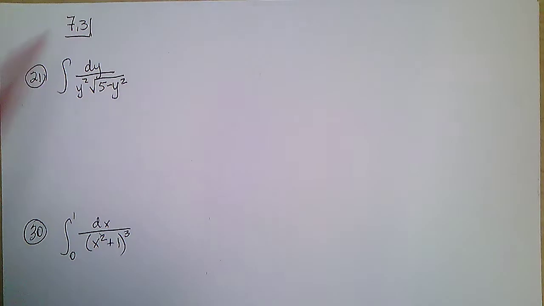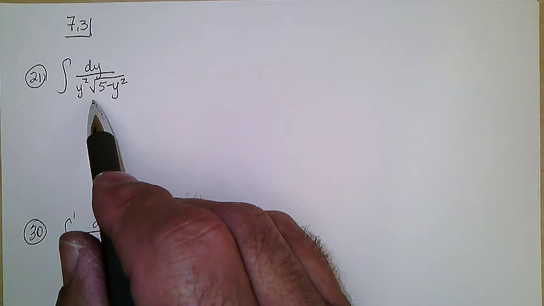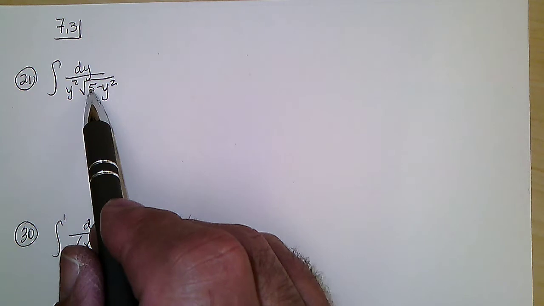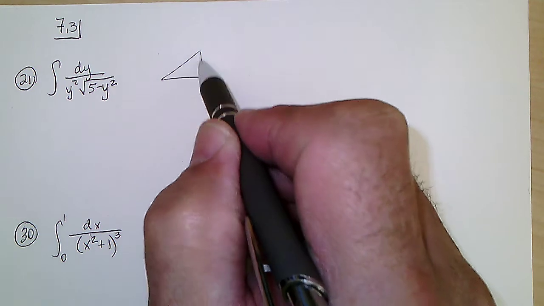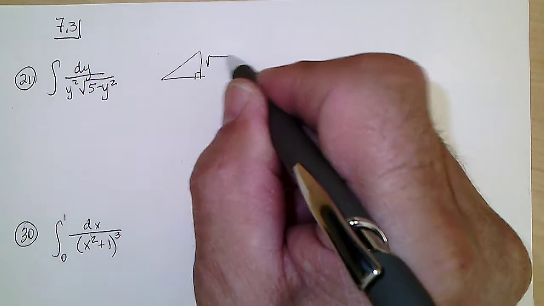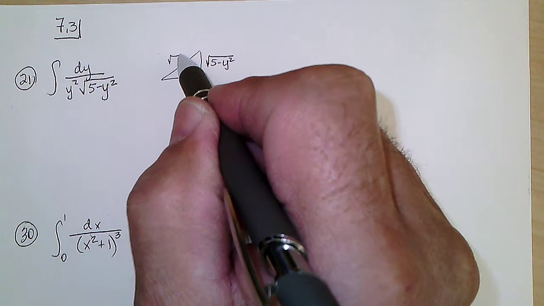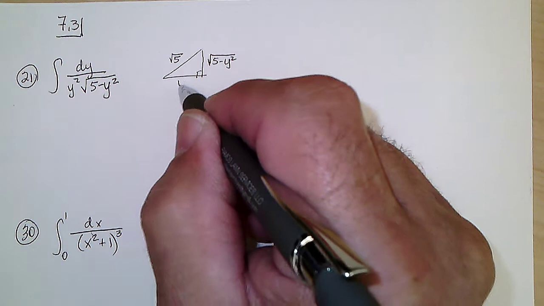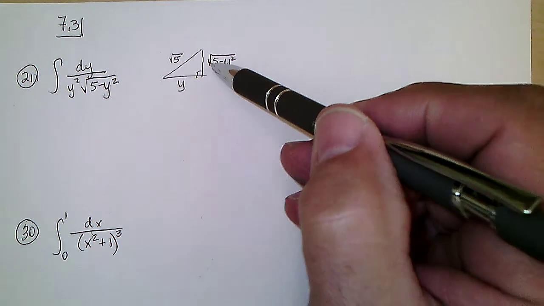Okay, section 7.3 is about trig substitutions. And so we have a square root thing here, which is a subtract. And so we're going to make our triangle. And for the subtract, we usually put that part over here, square root of 5 minus y squared, which means we'd have to have the square root of 5 on the hypotenuse. And y here, so that c squared minus a squared square root would be that.